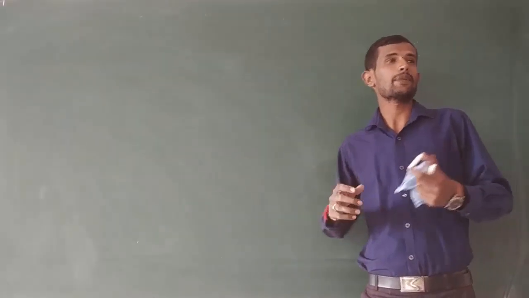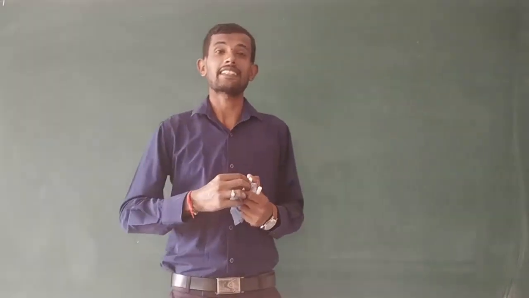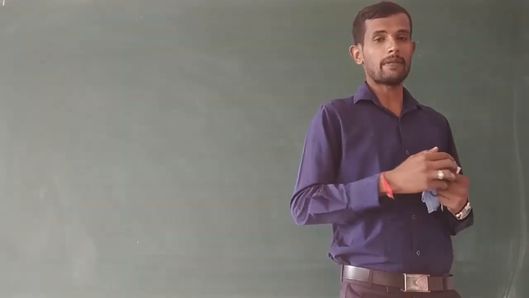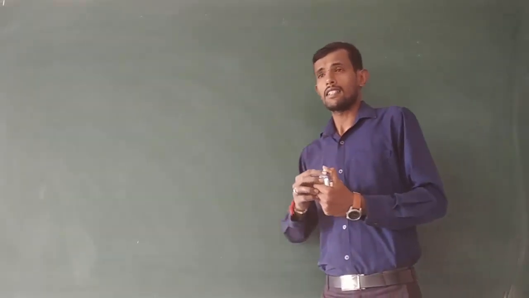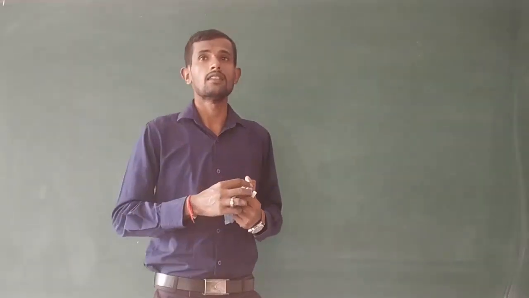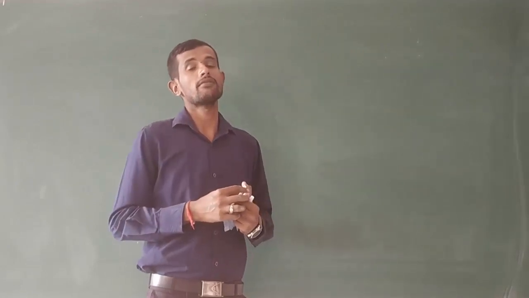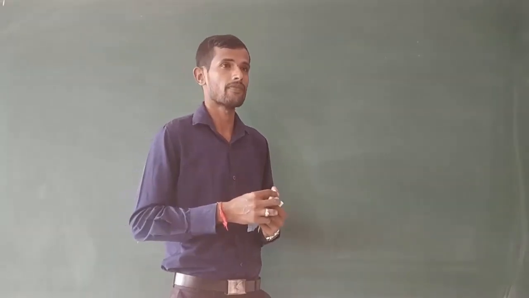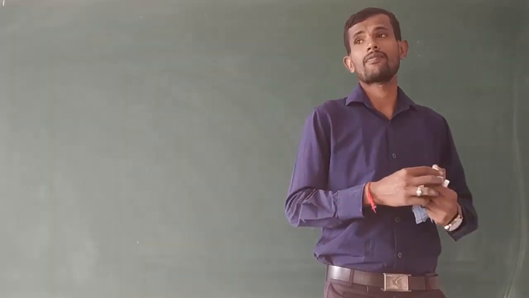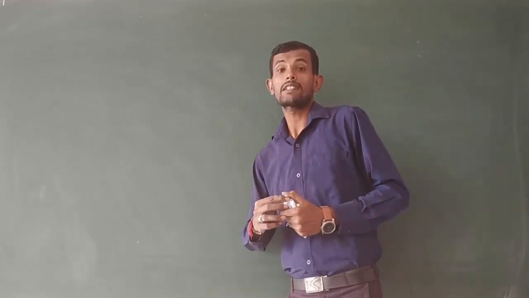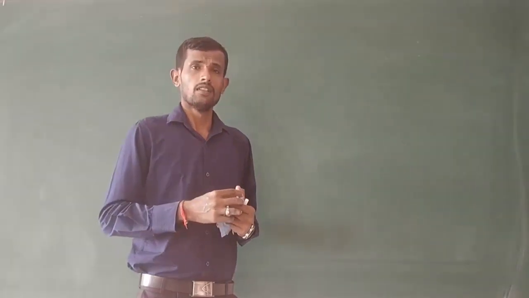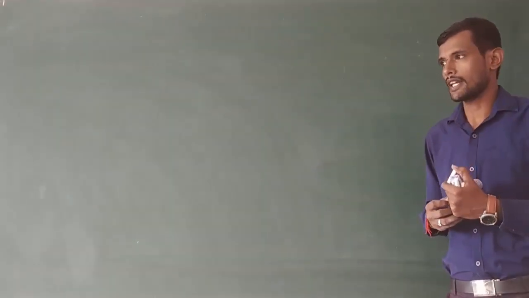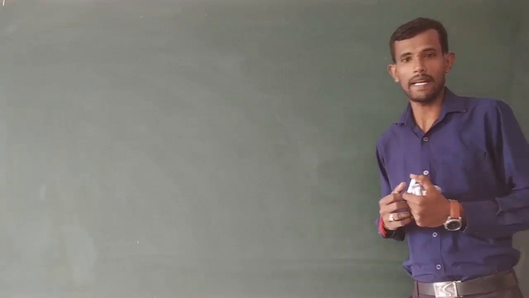Students, in the previous video we already started the topic about group 17 elements. In that, the electronic configuration of the elements present in the 17th group, that means halogens, then occurrence and some physical properties. In this video, I am going to explain some chemical properties of 17th group elements.